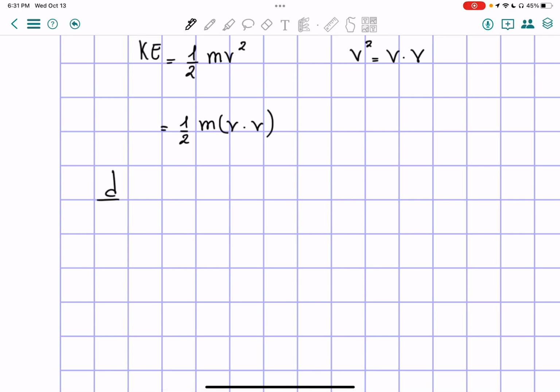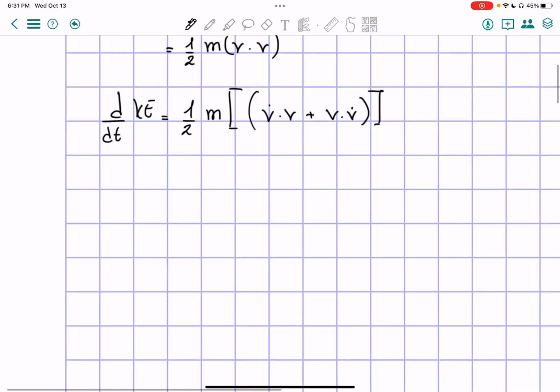Now let's differentiate this in terms of t. So dK/dt equals 1/2 m, and then the product rule. We have to differentiate the first one, so the first one will be v dot times v, plus the second one, v times v dot. Now this becomes pretty easy. Let's write K dot, of course, because it's the derivative in terms of t.